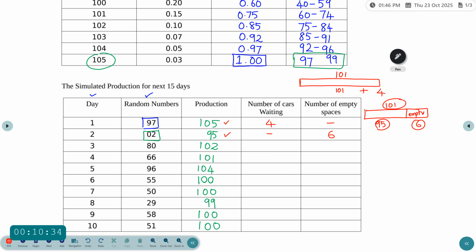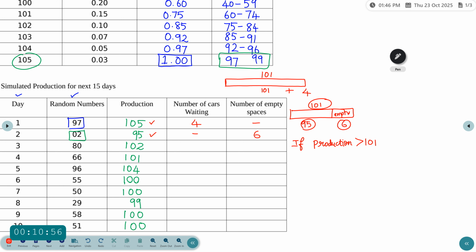No cars are waiting. In simple terms, if the production value is greater than 101, then production value minus 101 is the number of cars waiting.